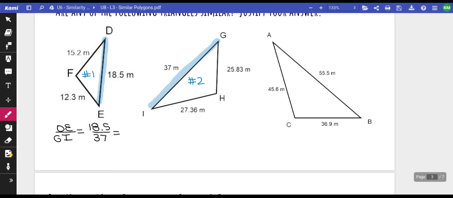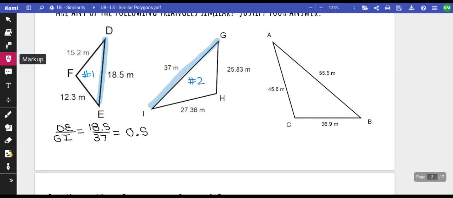What does that give me? I'm going to need people to crunch it. It'll be 0 decimal something. What is it? 0.5. Okay. Well, I'll let you in on a secret. If it works for 2 sides, then they are similar. Should we try our 2 shortest sides?